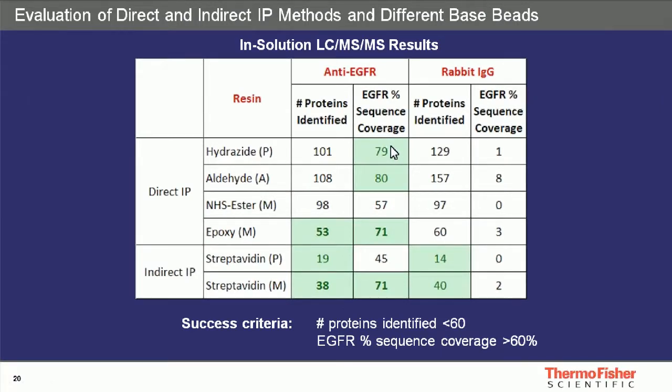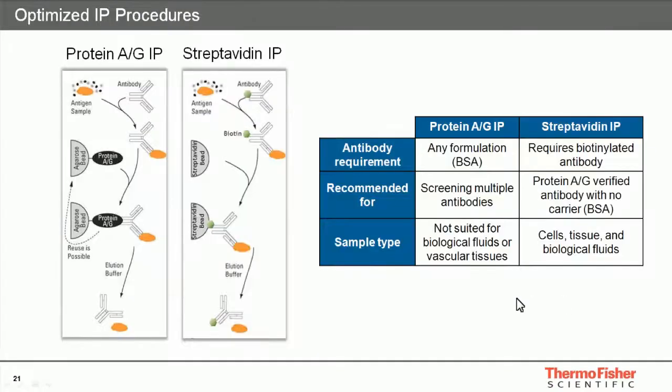We can see the EGFR was enriched using all the chemistries, but % sequence coverage was higher for hydrazide, aldehyde, epoxy, and streptavidin magnetic beads. But if you assess the background, we do get very low background with the epoxy magnetic beads and streptavidin magnetic beads. Agarose beads tend to give you a little bit higher background compared to the magnetic beads. So we decided to use the streptavidin magnetic bead version in order to optimize the workflow further.